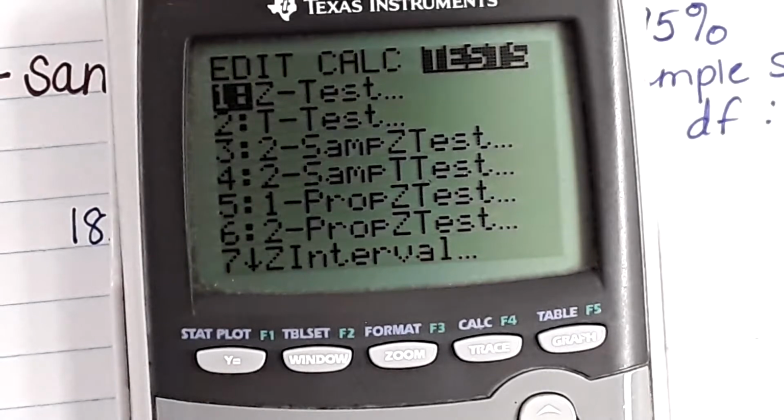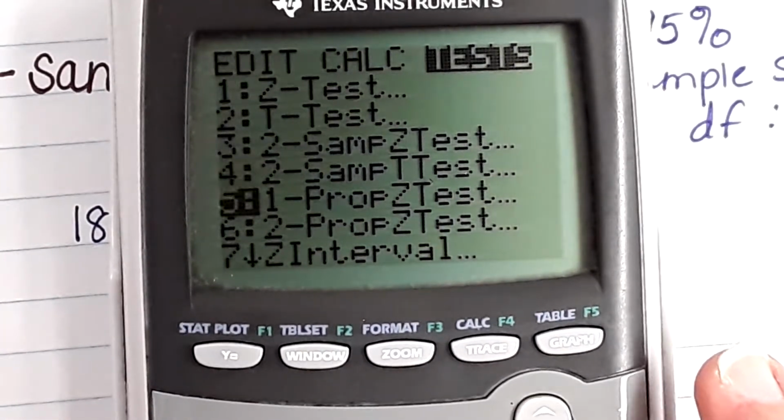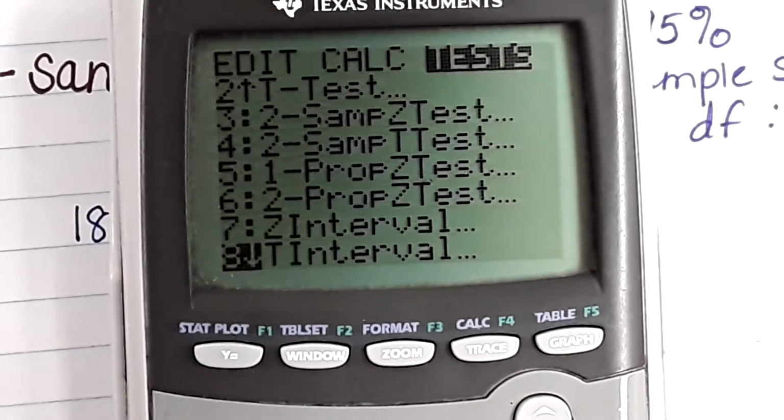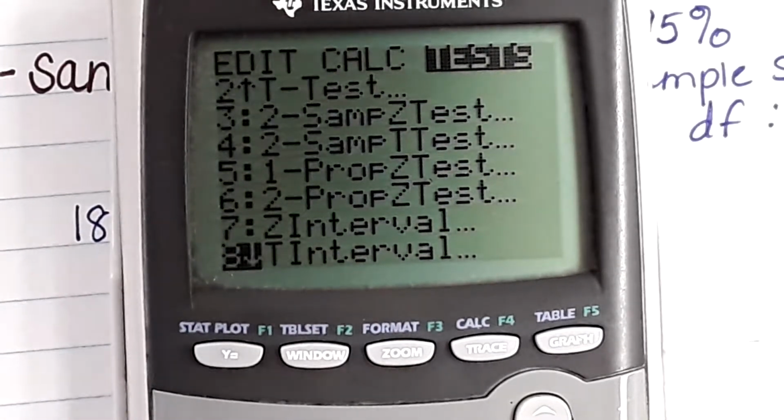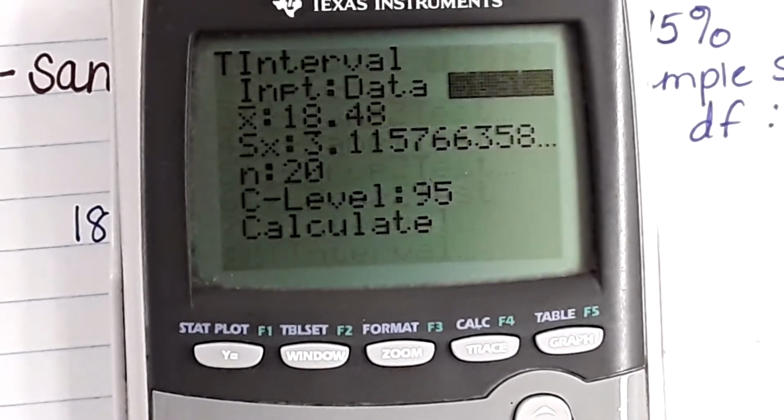Elliot, you're going to go over to interval, okay? Now we're going to scroll down, and this is a T interval. This is different. Anytime it's a proportion, it's going to say like 1 prop, 2 prop. This is a T interval. We know this because we wrote T interval. I want you to hit enter.